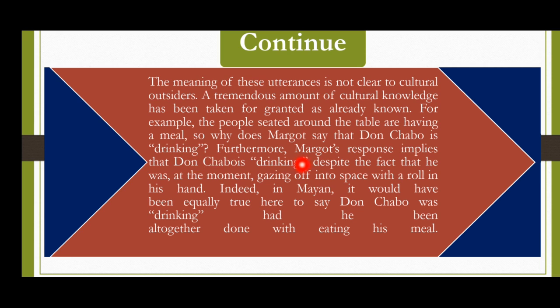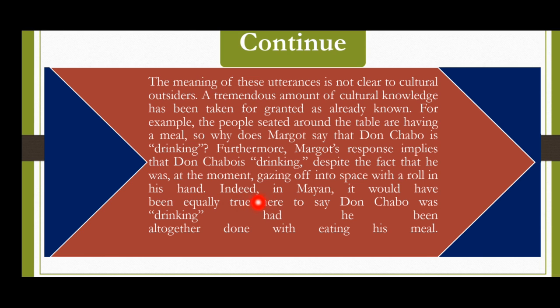Furthermore, Margaret's response implies that Don Chebu is drinking, despite the fact that he was at the moment gazing off into space with the roll in his hand. Even at that time he was not eating, neither was he drinking, but still she's saying that he is drinking. Why does she say so?